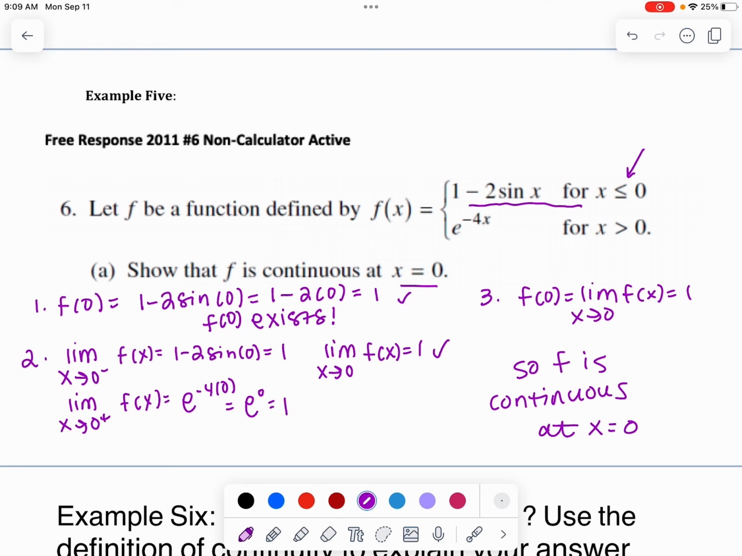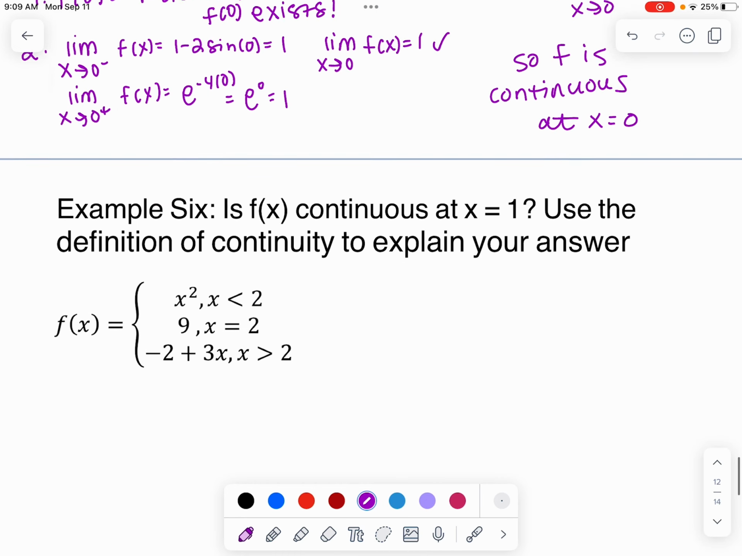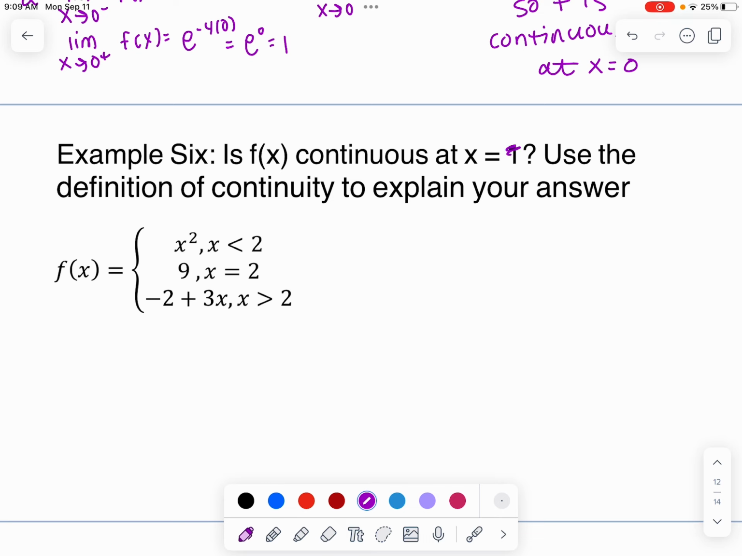Okay, we have a few more practice ones. So we're going to do 2 more. We have example 6 and example 7. This one says, is f of x continuous? And this should say x equals 2. I think it says that on your paper. Is f of x continuous at x equals 2? Use the definition of continuity to explain your answer. So we're concerned about 2.